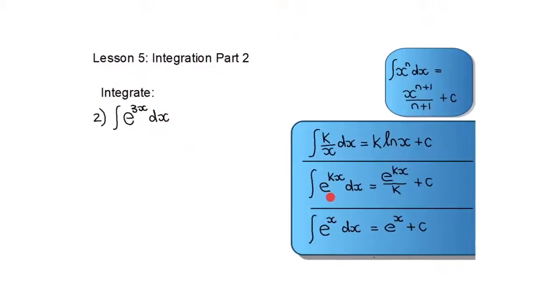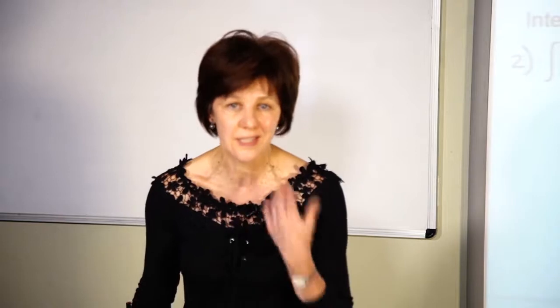Let's try the next one. One of the other rules that you must be able to use is how to integrate e to the power kx and e to the power x. The integral of e to the power kx is e to the power kx divided by k plus the constant, and e to the power x integrated just gives me the same thing, e to the power x again.